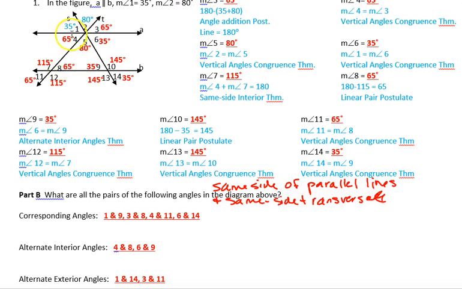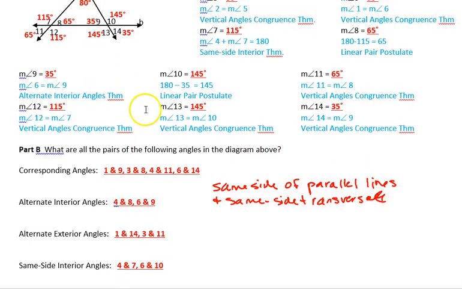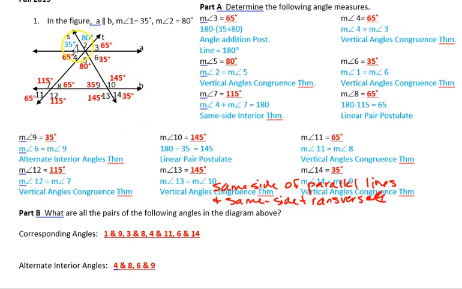So here we've got 4 and 8. Notice they're congruent. And then we've got 3 and 5. We've got 6 and 9. They're on alternate sides of the transversal, and they're inside the parallel lines. That's what interior means. Alternate exterior, we've got 1 and 14 here. Again, different sides, that's what alternate means, of the transversal and outside the lines.